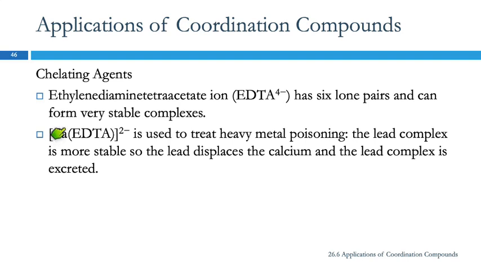So we can use calcium EDTA to treat heavy metal poisoning. The lead complex with EDTA is more stable than the calcium complex. So the EDTA goes in, surrounding the calcium ion, and then it sees the lead ion, and it's like, oh, we like that one better. We're just going to leave calcium, and we're going to go over here and grab the lead.